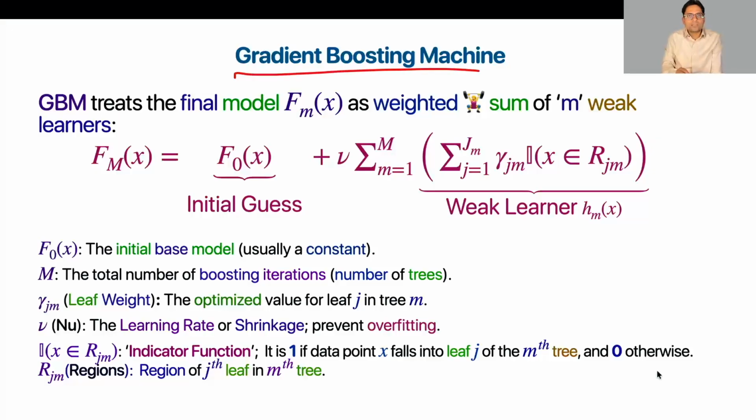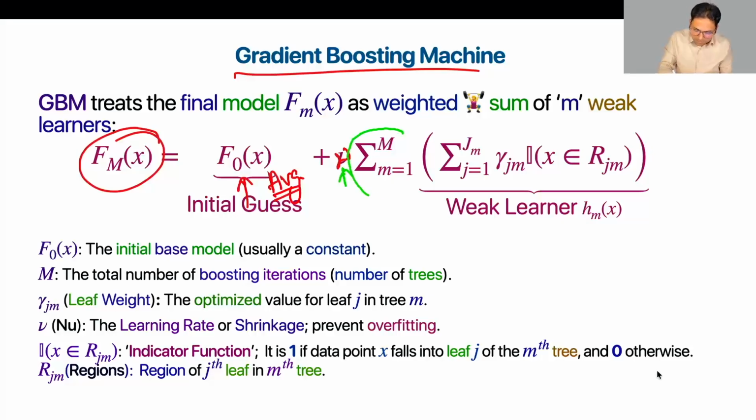So we'll revisit the equation again. This is your mth model prediction. If you're training m models, m iterations, you start with an initial guess, which for mean squared error is the average or the mean. Then this is your learning rate, nu, and then we have m such trees, m equal to 1 to M. We train M such trees, and this whole thing is nothing but the prediction of your tree or your weak learner. So we give a data point, and this is the prediction coming from that tree.